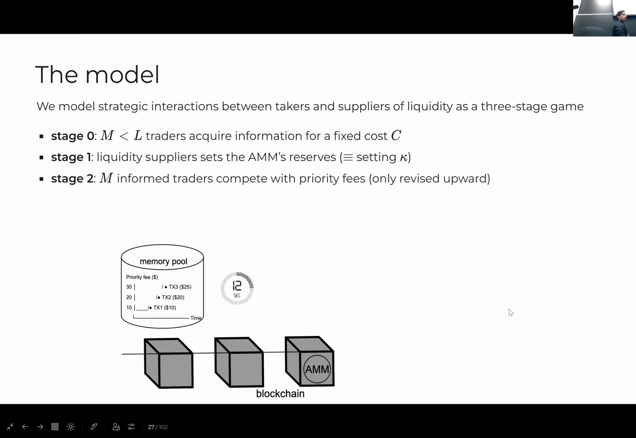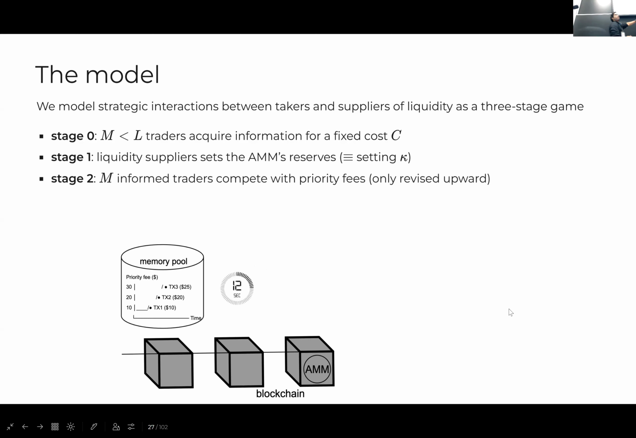And then at stage 2, there will be these M informed traders that actually decided to engage in this competition that will compete among themselves with priority fees for queue priority in the next block. Okay, so they do it for 12 seconds.